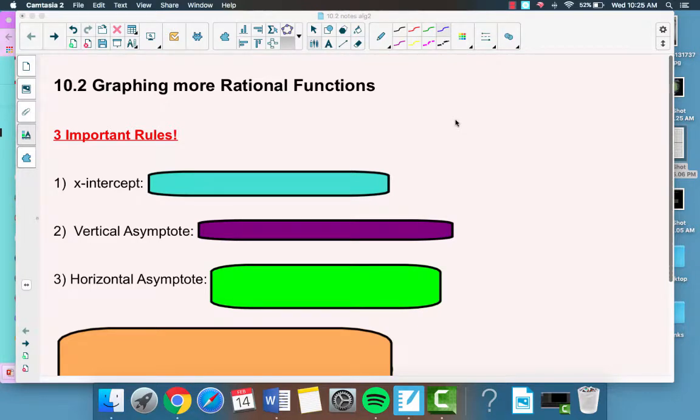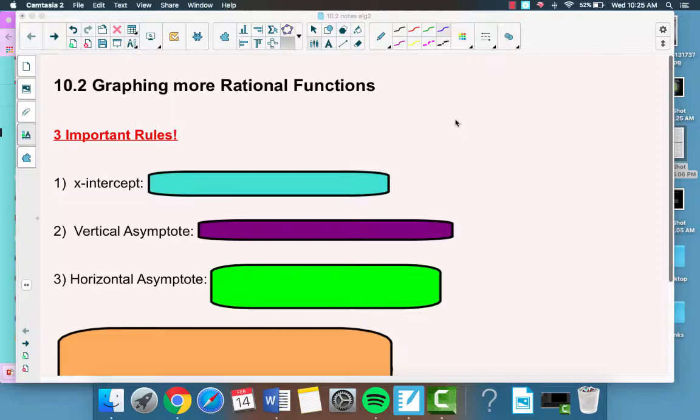Hello everyone. Today we're going to be working on section 10.2. We're going to be continuing graphing rational functions. The main difference between today and the last section is that we are going to be working with more complex rational functions, whereas in the first section we dealt with simple rational functions.